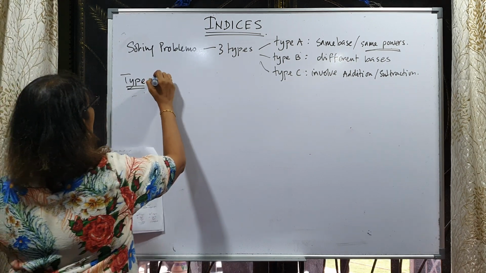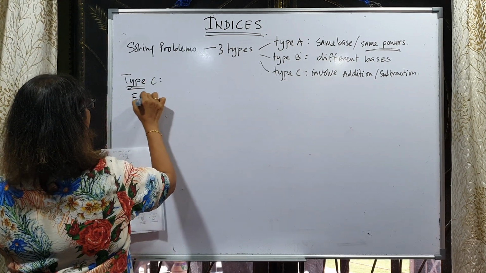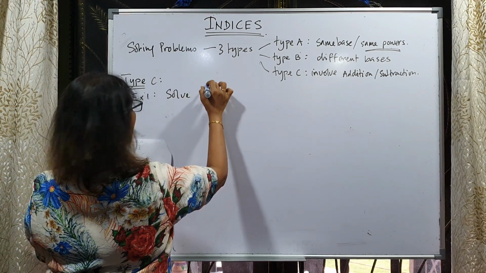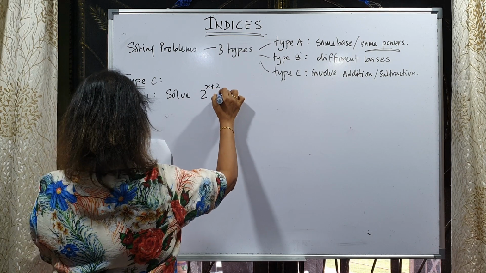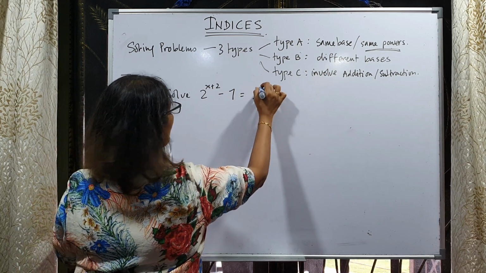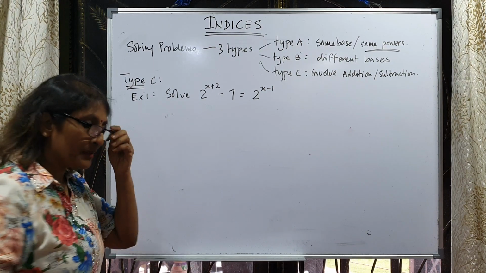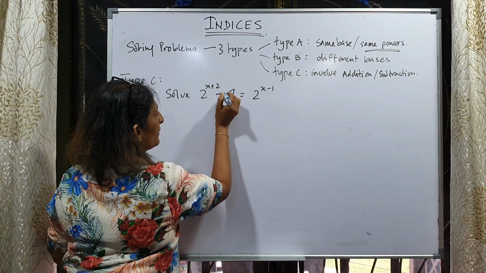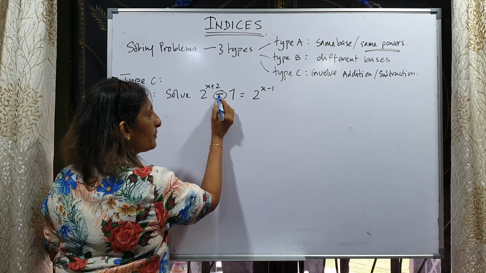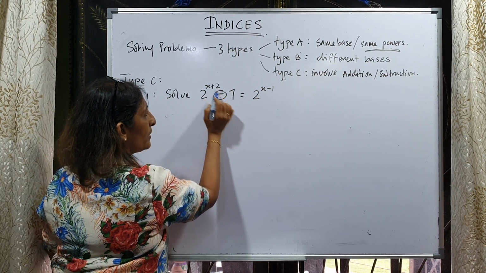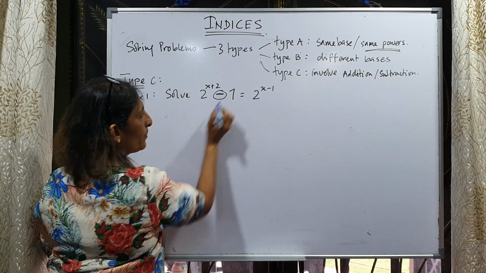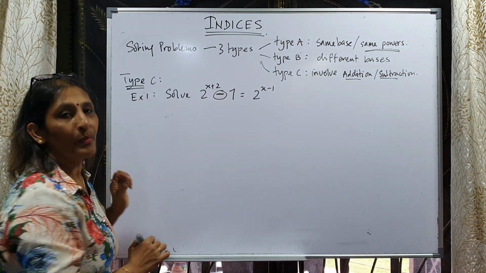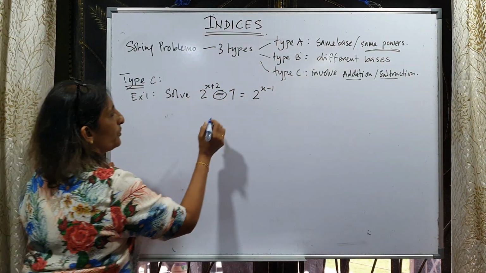Okay, this one, example 1, say solve 2 to the power x plus 2 minus 7 equals 2 to the power x minus 1. When you look at this question, you have to see that there is a subtraction here, right? So whenever there is subtraction or addition, not on the powers but the main ones involving addition and subtraction, you need to follow this new method here. Now I am showing you the method.